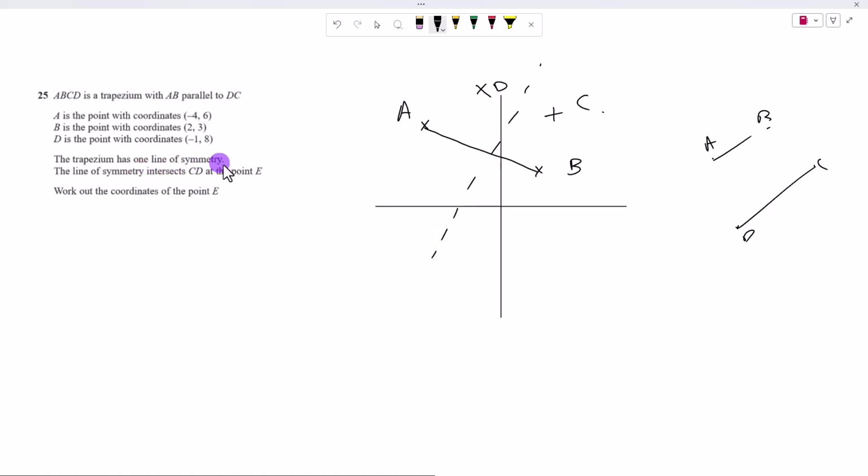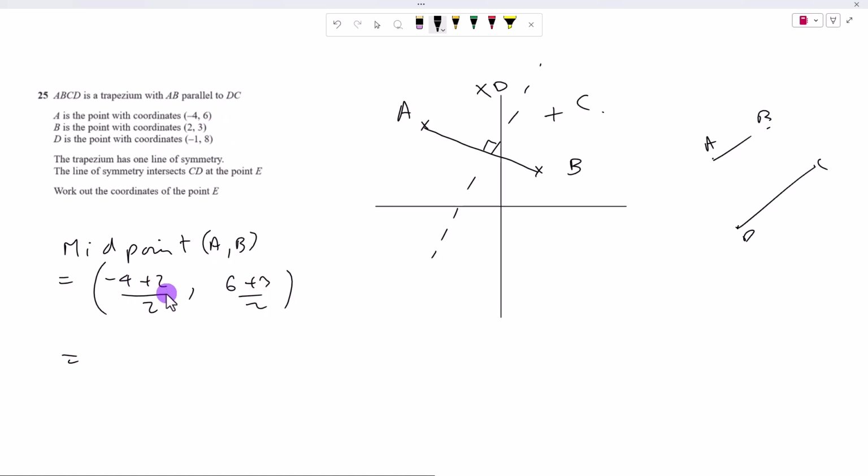Now, we can find the equation of that line of symmetry because what we do know about the line of symmetry is it's perpendicular and it must go halfway between A and B. So let's find the midpoint of AB first to get our line of symmetry. So the midpoint of AB will equal the average of the points A and B. So minus 4 plus 2 over 2. And then the y's will be 6 plus 3 over 2. So we get minus 2 over 2, which is minus 1. And then we get the midpoint here is going to be 9 over 2.